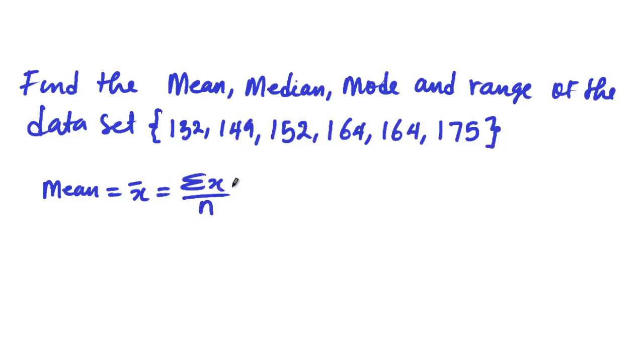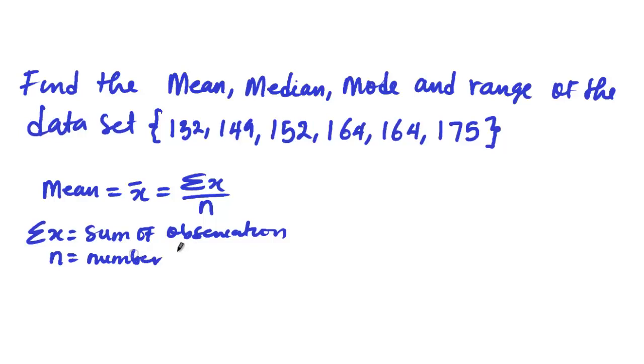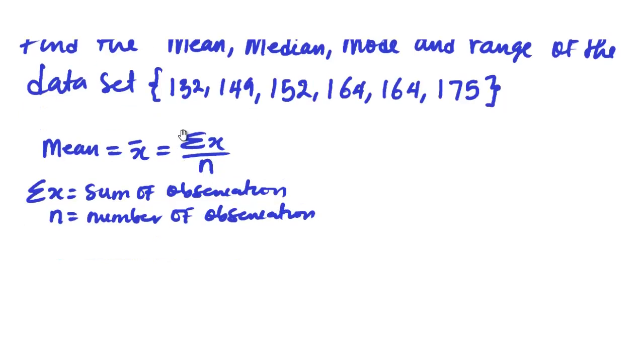Summation x in this case is the summation of the data entries, or the sum of the observations, while n represents the number of observations. So summation x is the sum of what? Of observations. Okay, while n is the number of what? Observations. So basically, this is an ungrouped data and is a non-frequency distribution. So this is the formula for the mean.